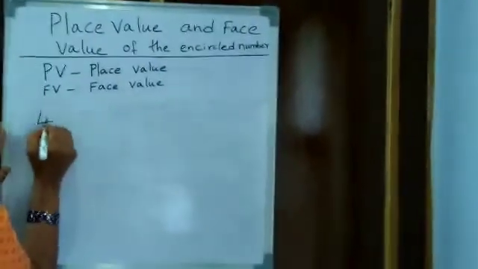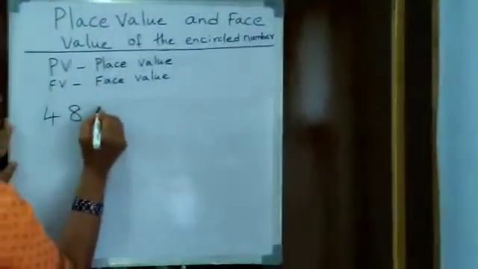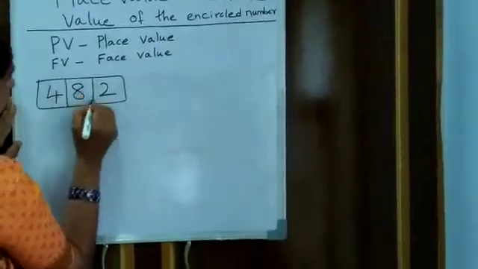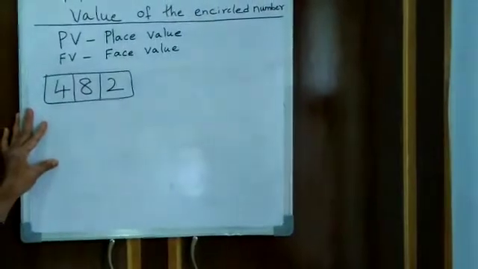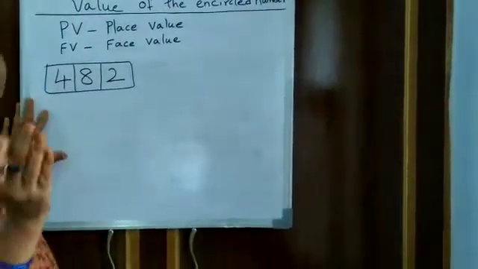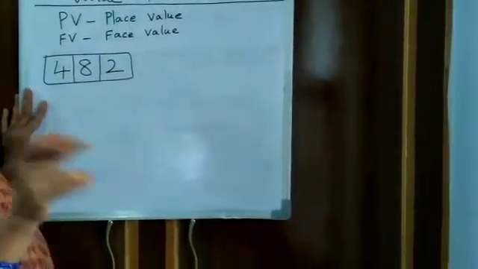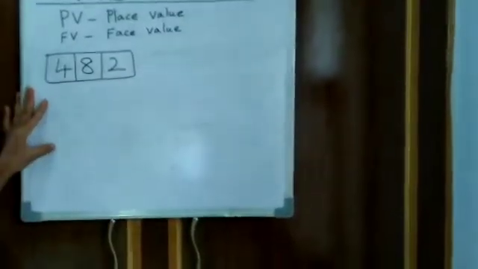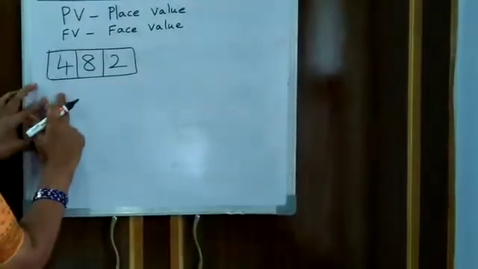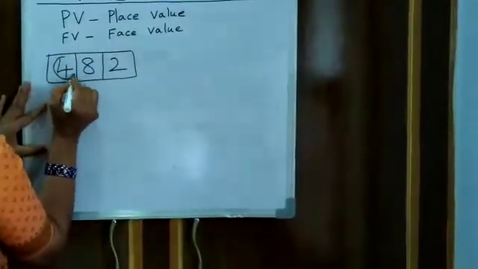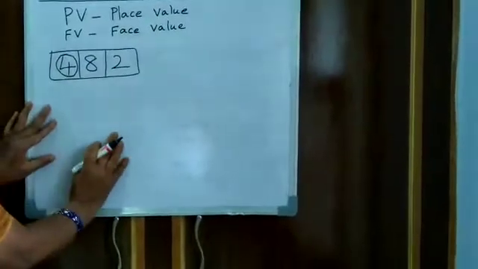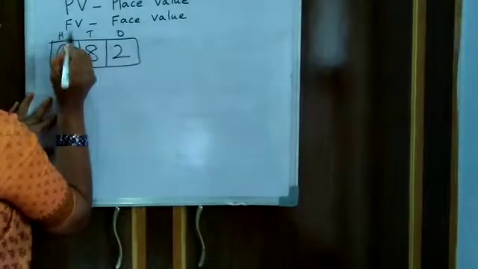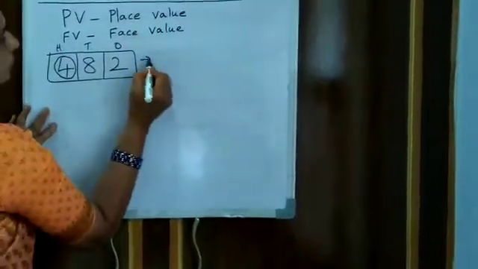Now see here, 482. I am just taking only one number. See how the number changes its place value, but the face value of the number will not change. For example, I am taking 4 here. I am encircling 4. After writing the number, write the place values: ones, tens, hundreds.